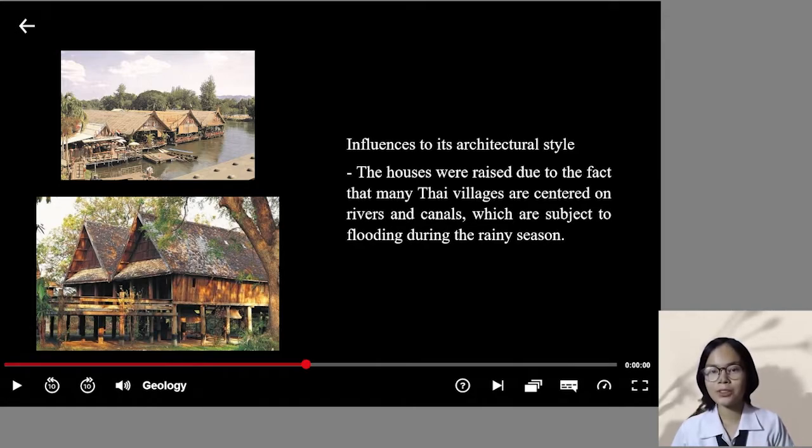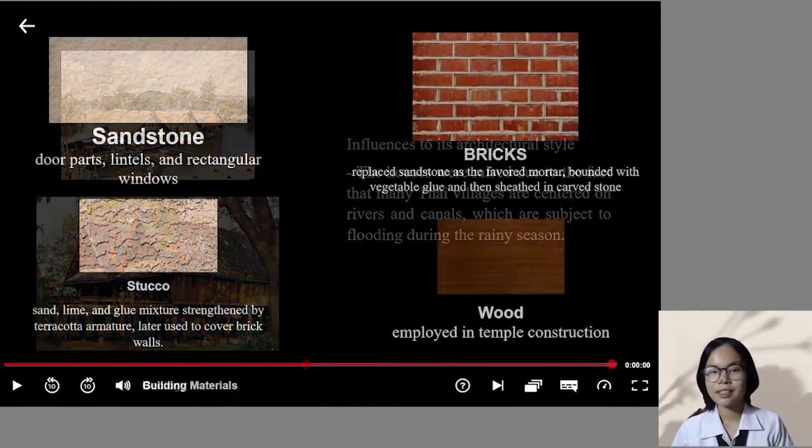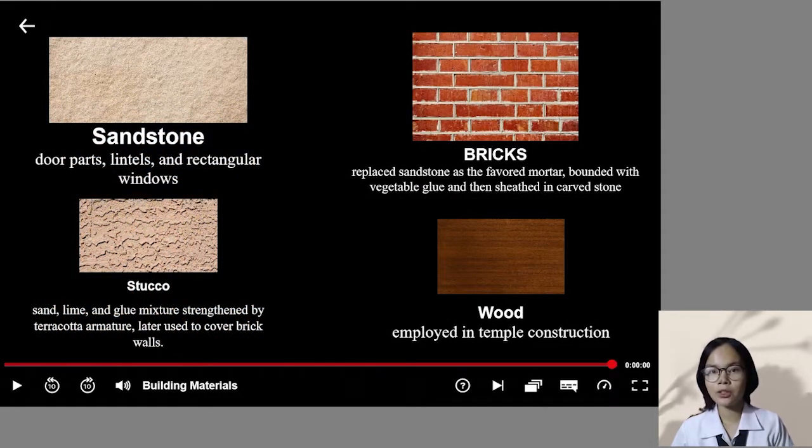Now, let's go on to building materials. Sandstones are used for door parts, lintels, and rectangular windows. Brick replaced sandstone as the favored material, bound with vegetable glue, and then sheeted in carved stone. Stucco is a sand, lime, and glue mixture strengthened by terracotta armature, later used to cover brick walls.